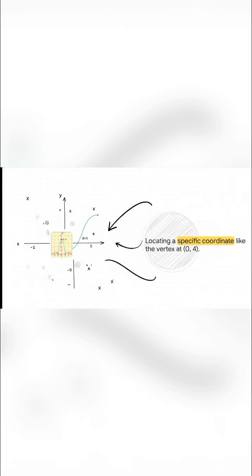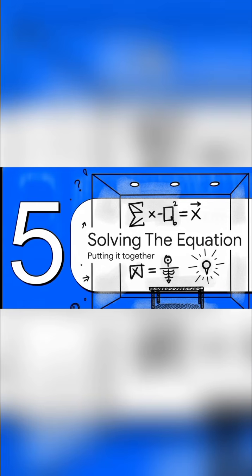To find that missing a, we need to go back to the scene of the crime, our graph, and find one more crucial piece of evidence. If you examine the graph again, you'll see we aren't just given the intercepts. There's another perfectly clear, explicit point labeled right at the very peak, or the vertex of the curve. It is the coordinate (0, 4). This means when the x value is 0, the y value is exactly 4. And this single coordinate, it's the key to unlocking our mystery. On to part 5, solving the equation.